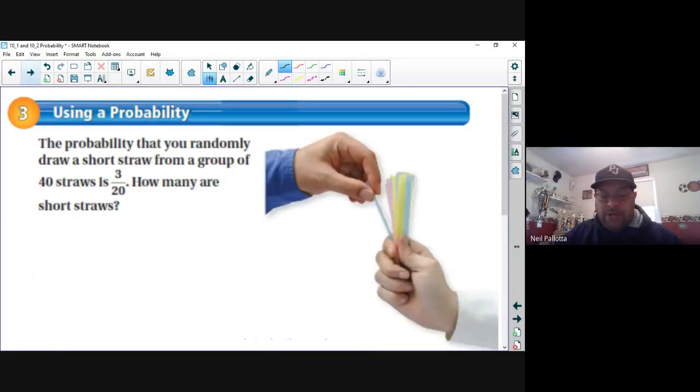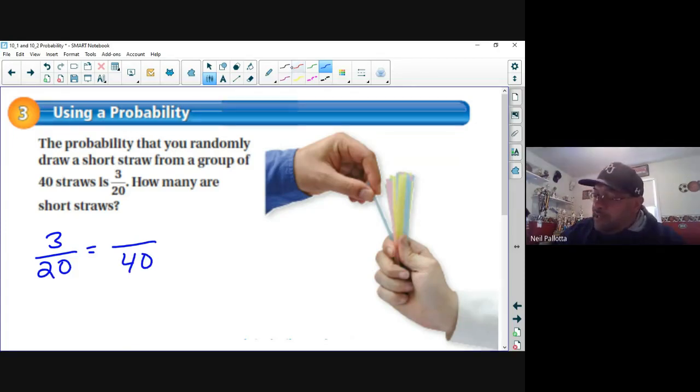Okay, let's look at our next example. The probability that you randomly draw a short straw from a group of 40 straws is 3/20. Well, how many short straws are there? If the probability is 3/20 from a group of 40 straws, we simply want to make a proportion showing that these two ratios are equivalent. So we want to know 3/20 is the same as how many out of 40?